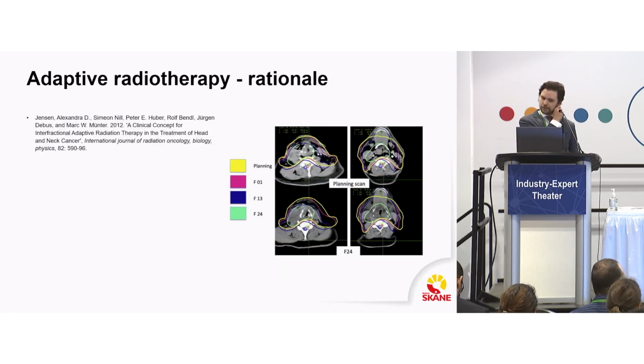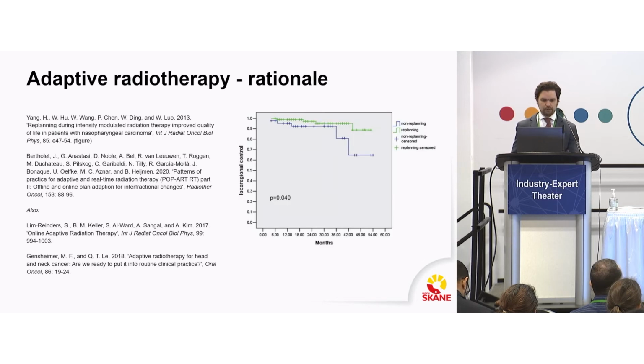Of course, the rationale for adaptive radiotherapy is well established, especially for offline use. We have, for example, Jensen here that proved that adapting during the course of the treatment is relevant for the target coverage. And also there's a publication that showed that 2-year local regional control was better in the replanning group, and a variety of quality of life measures. It didn't affect overall survival, but still there was something there.